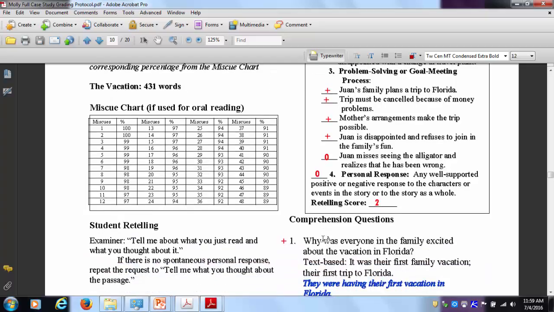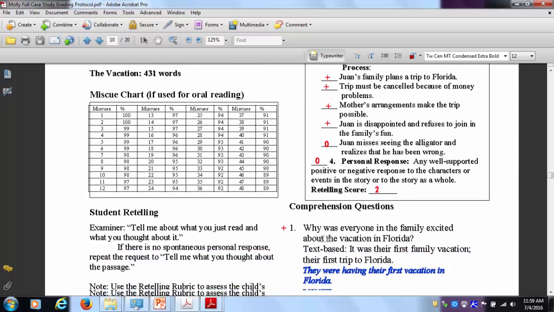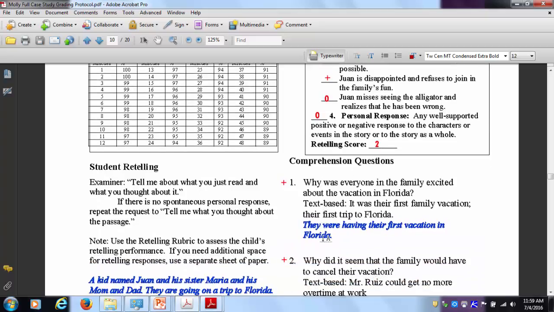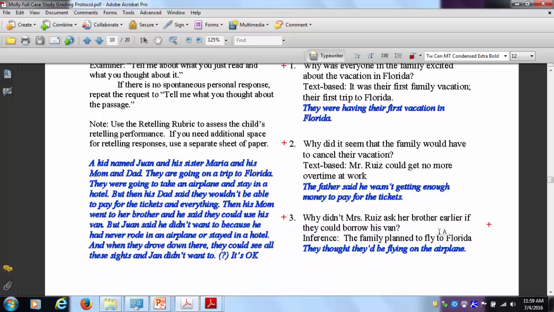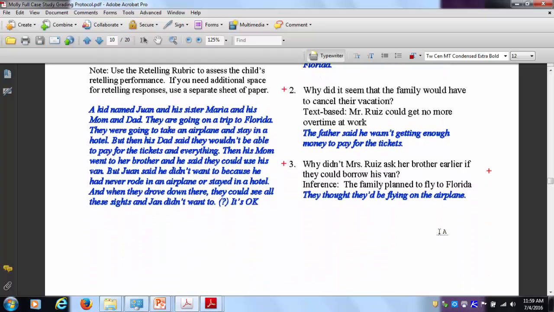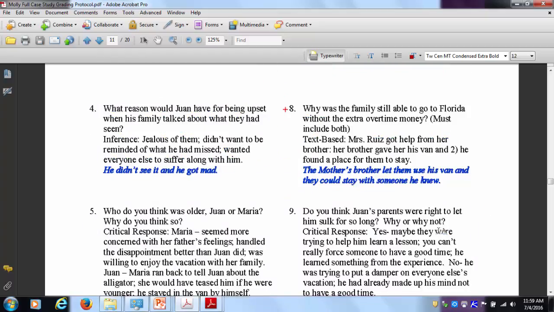All right, we're ready now to work on the comprehension questions. When they were obviously right, I'm just going to report we gave a plus for 1, a plus for 2, and a plus for 3. Now let's look at 4. Here, the question is, what reason would Juan have for being upset when his family talked about what they had seen?